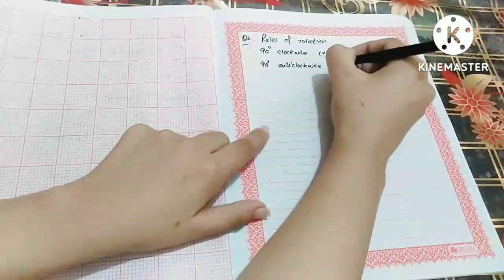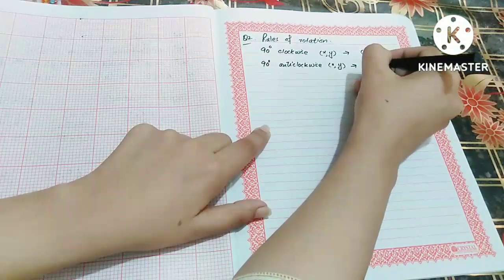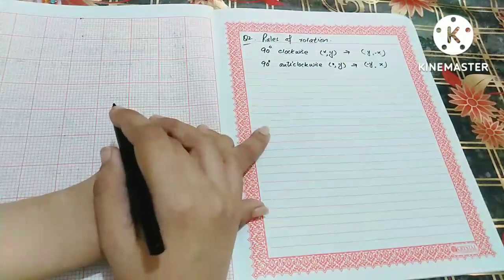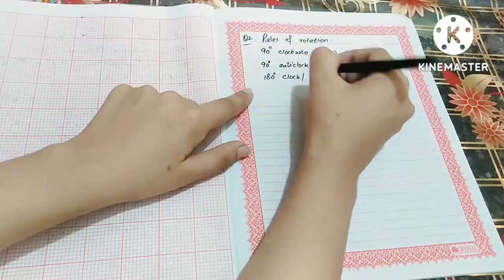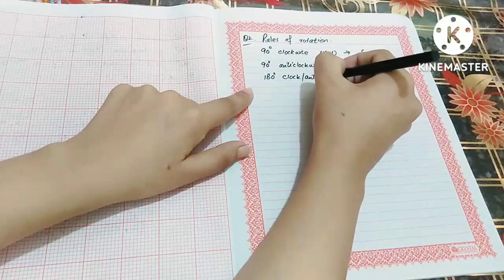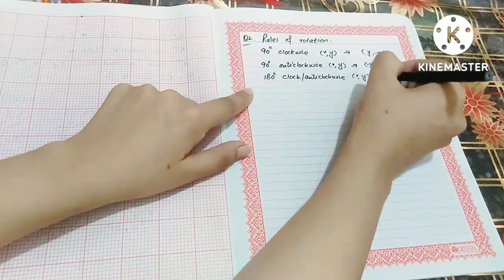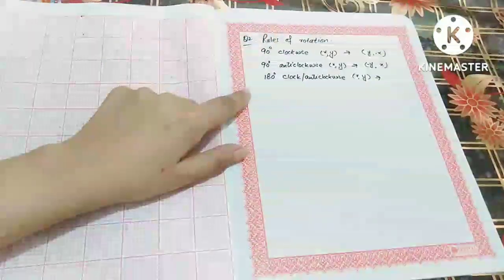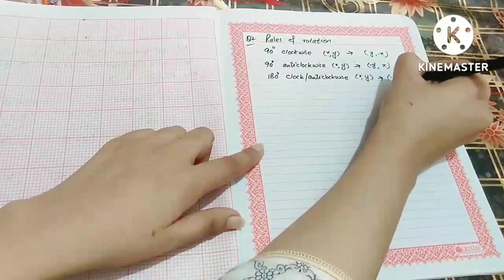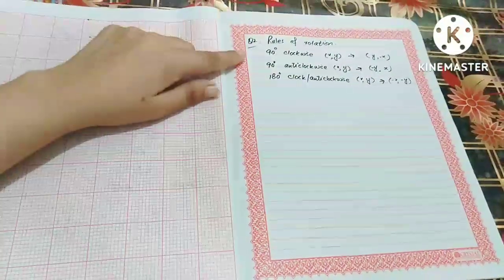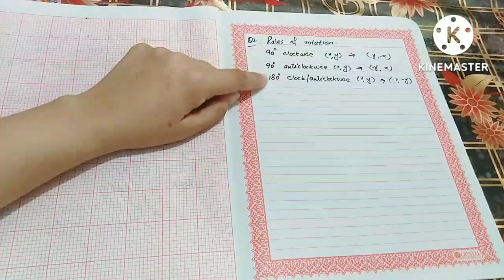the (x, y) coordinates of the point will become, first you change the positions, and with y it will be the minus sign: (-y, x). And if it is 180 degrees clockwise or anti-clockwise, the (x, y) coordinate will become, their positions will remain the same, you just change the signs: (-x, -y). So students, whenever you do questions related to rotation, you have to keep in mind these rules of rotation.